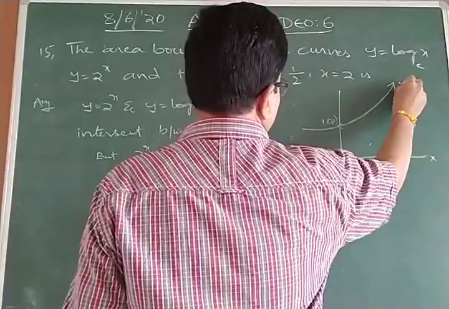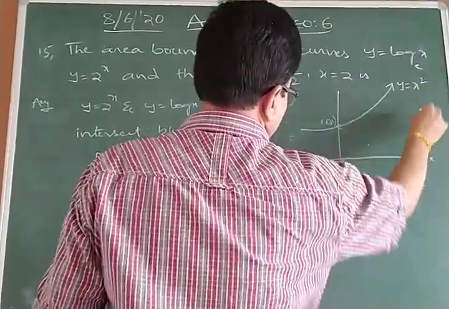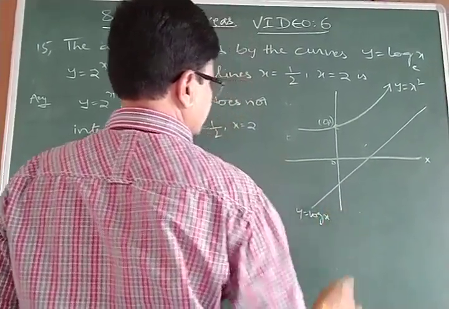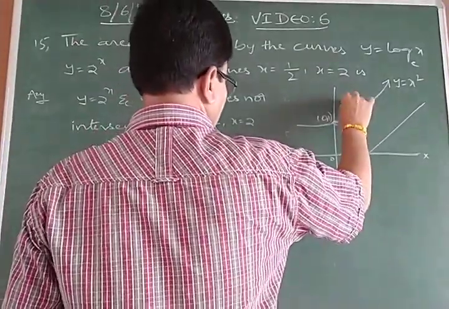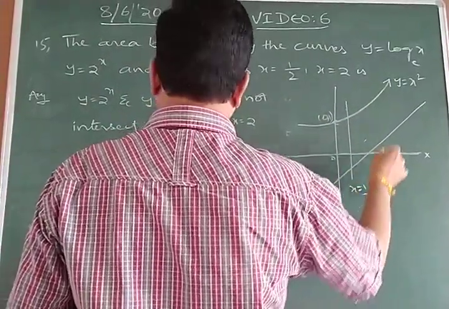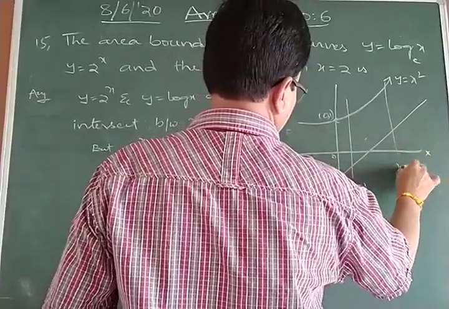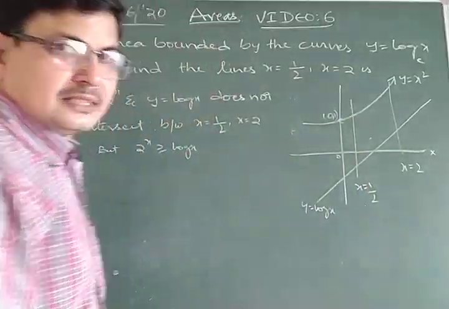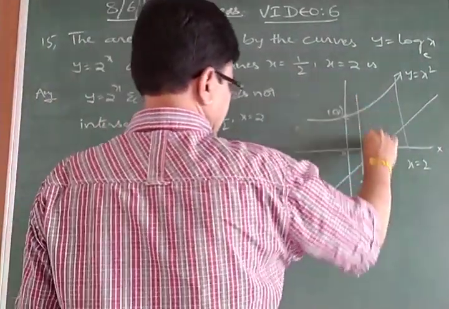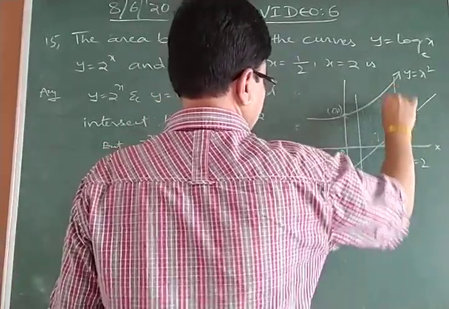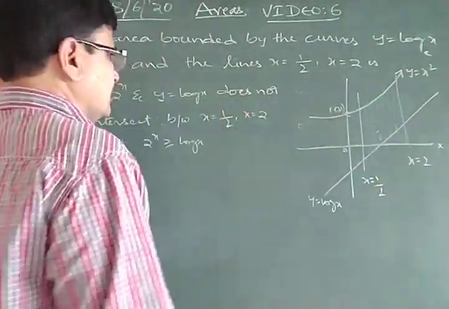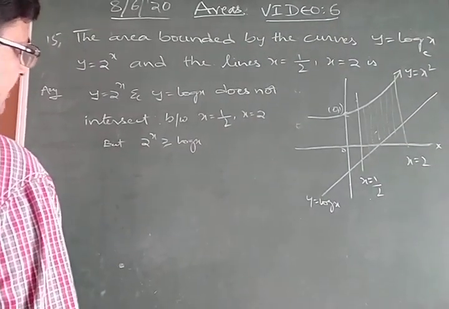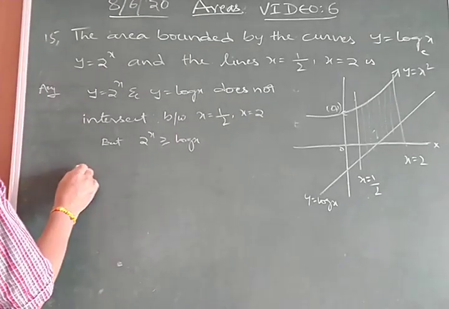This is the curve y equals 2 power x, and this is the curve y equals log x, and x equals 1 by 2 is this line, and x equals 2 is the other line. In these two intervals the two curves do not intersect. So the required area is this one, the area between the curves.